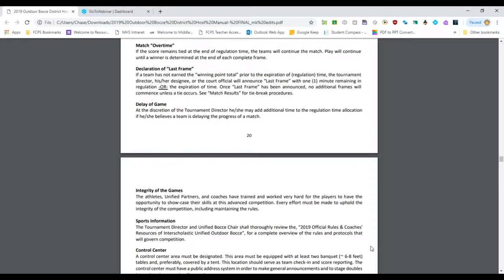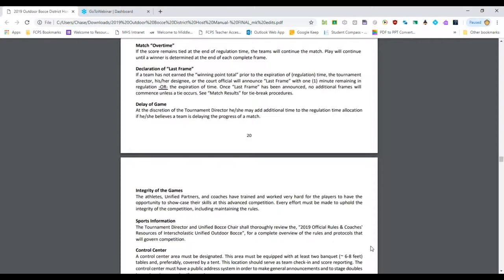If for overtime the score remains tied in regulation, the teams will continue the match. Play will continue until a winner is determined at the end of each complete frame. So for a tie, you will complete the frame. Gameplay will not stop once a point is scored. It's got to be completed at the end of the frame.